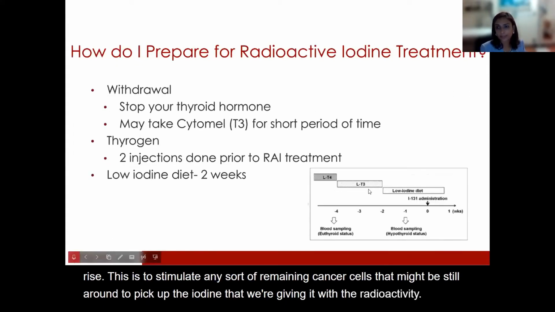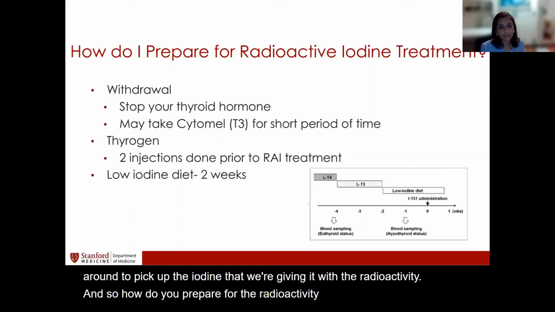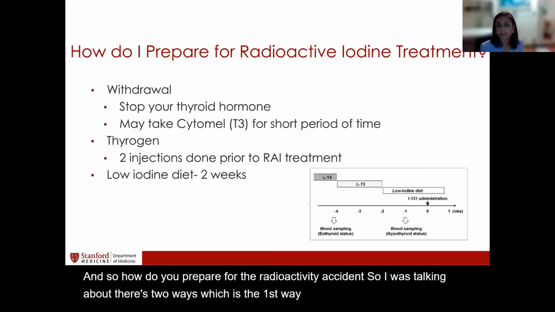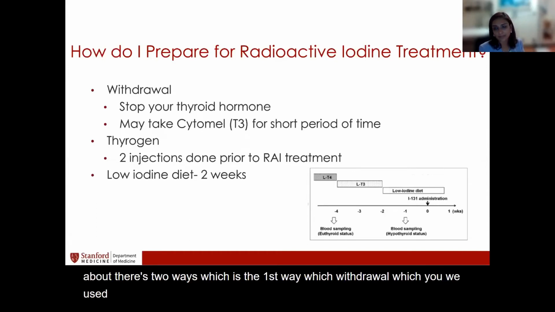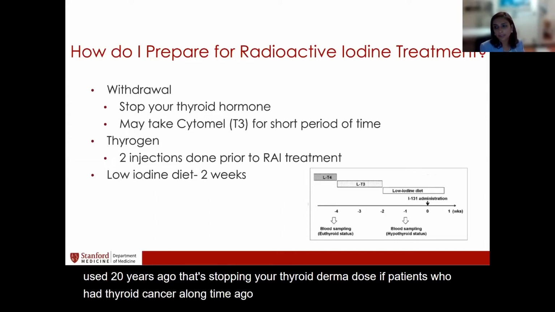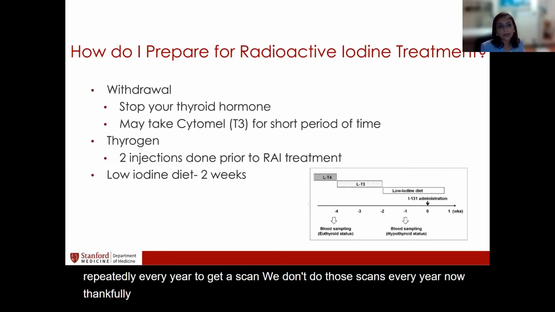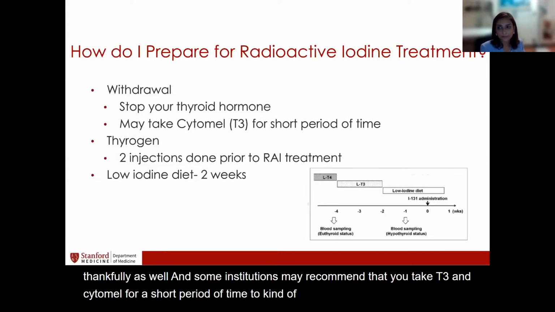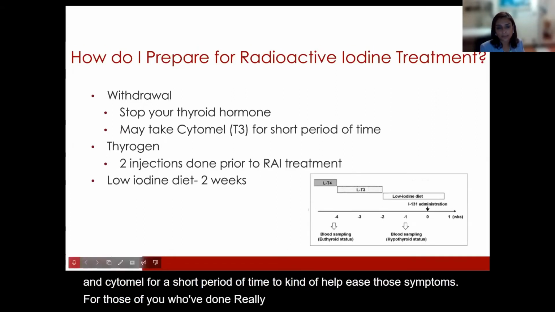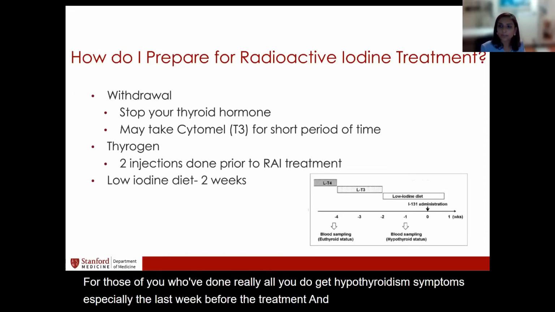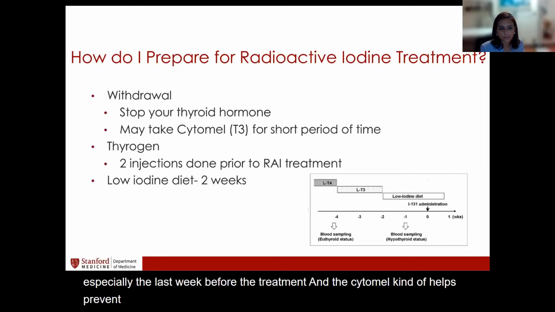And so how do you prepare for the radioactive iodine treatment? I was talking about there being 2 ways. The first way is withdrawal, which is what we used 20 years ago. That's stopping your thyroid hormone dose. If you've known patients who had thyroid cancer a long time ago, they'll talk about how they did this repeatedly every year to get a scan. We don't do those scans every year now, thankfully. Some institutions may recommend that you take T3 Cytomel for a short period of time to help ease those symptoms. For those of you who've done withdrawal, you do get hypothyroidism symptoms, especially that last week before the treatment, and the Cytomel helps prevent those symptoms that you may have.